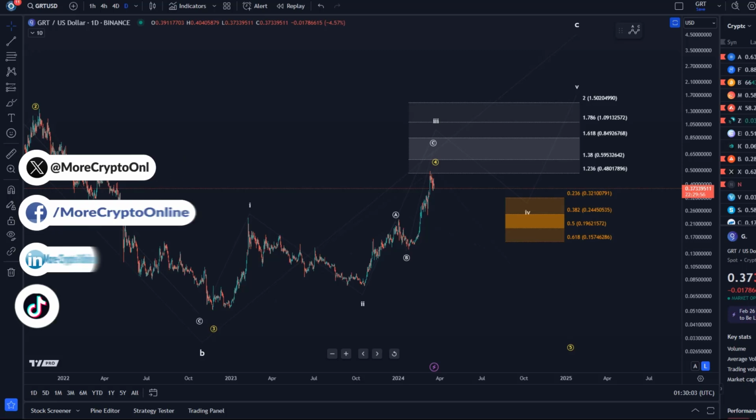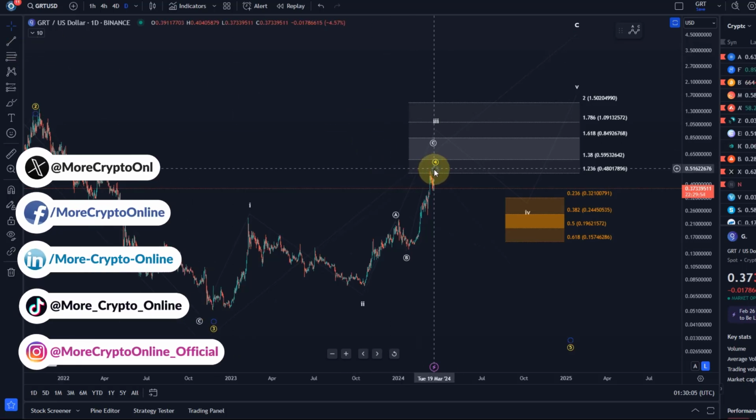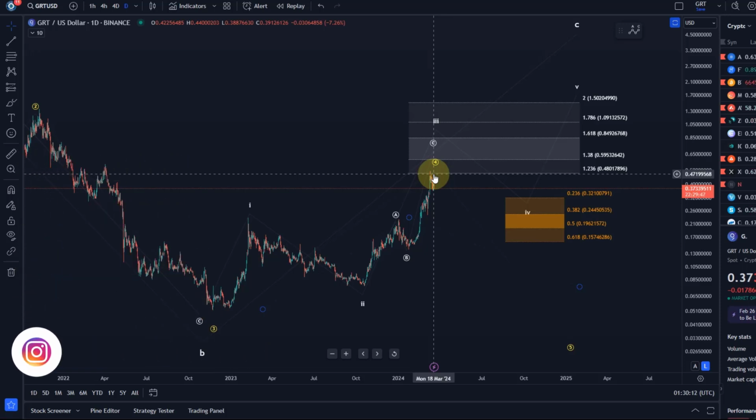GRT has recently reached the minimum expectation for the third wave to the upside as per the Elliott wave structure. That was the third wave, which basically reached the 1.236 extension level of wave 1. And that's really the bare minimum that we want to see for a third wave. However, because this third wave minimum was reached, we can consider the move to the upside a third wave.